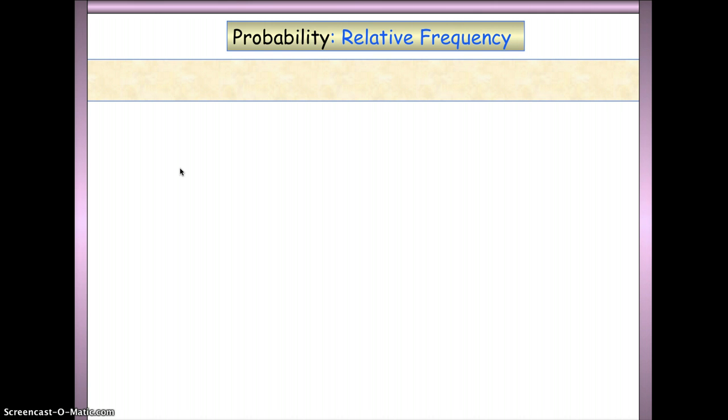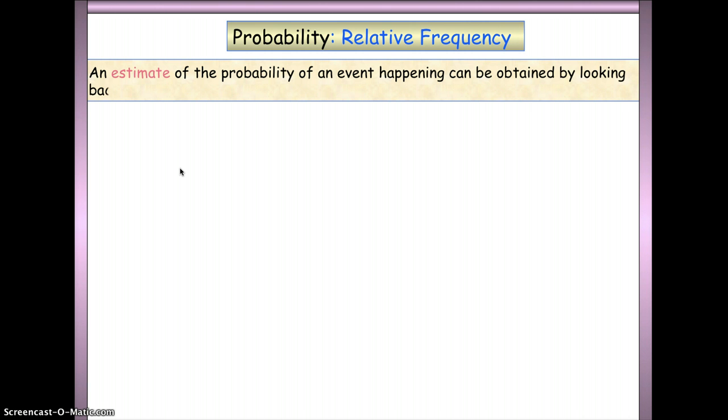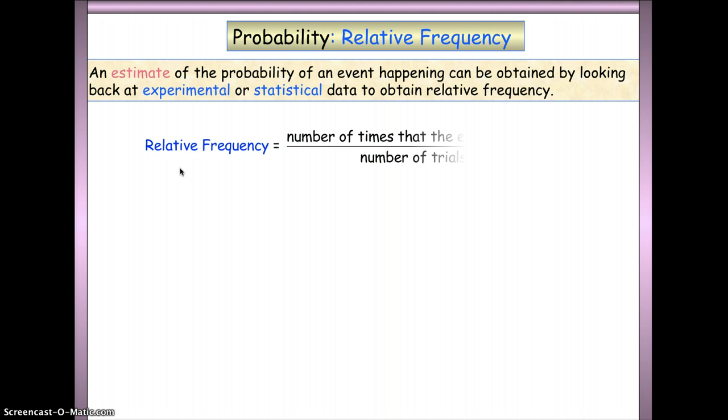Okay, let's begin the explanation by finding out what relative frequency is. It is an estimate of the probability of an event happening that can be obtained by looking at your experiment or statistical data. So let's have an example, and here you will see how to get the relative frequency. You can get the relative frequency by dividing the number of times that the event occurs over the number of trials. I'm going to show you how to do that.